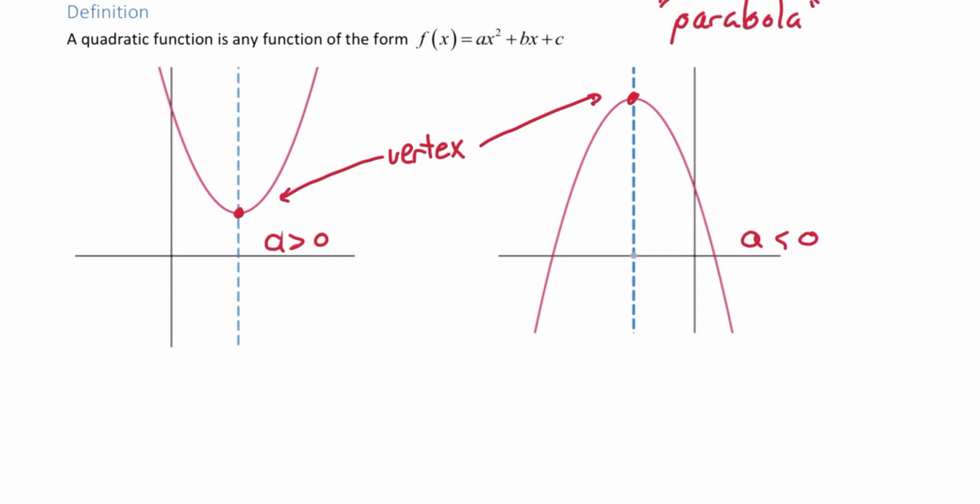And that vertex has a vertical line that goes through it that splits the graph in half. Notice this vertical line goes through this vertex. That's called the axis of symmetry.